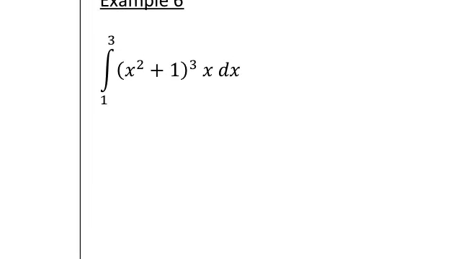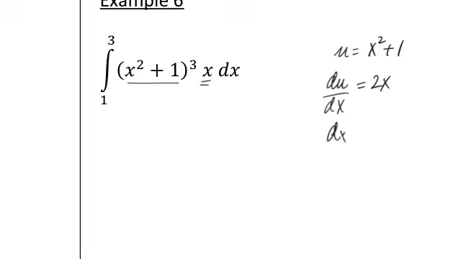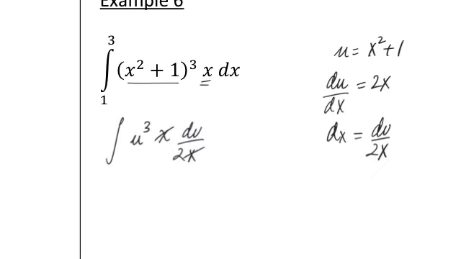Here's a u substitution problem. I see my inside function here, so u is equal to x squared plus 1. I see something related to the inside's derivative out there, so du dx is equal to 2x. And dx is equal to du over 2x, and I can see that when I put that in, the x's are going to cancel. So everything is looking pretty nice. Let's just do it, in fact. It's looking like this, which is all great.